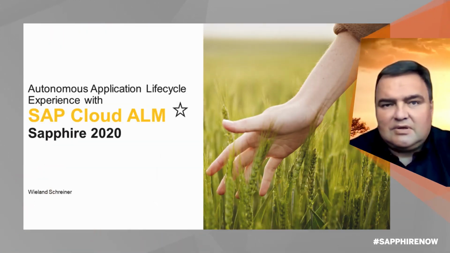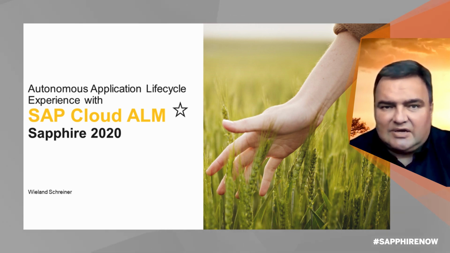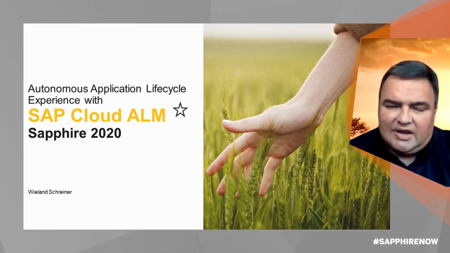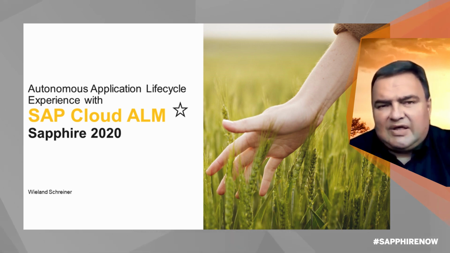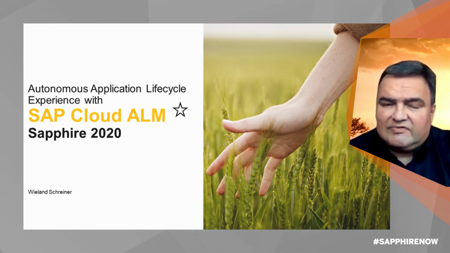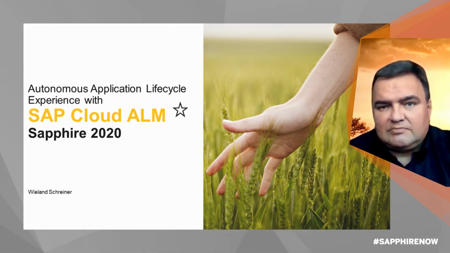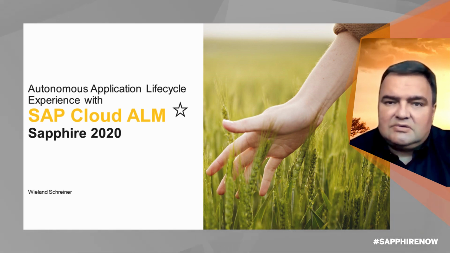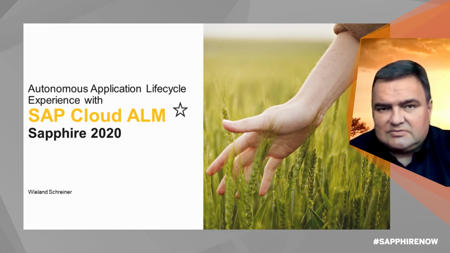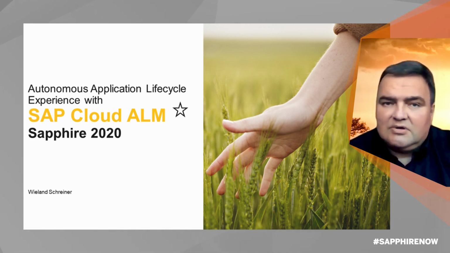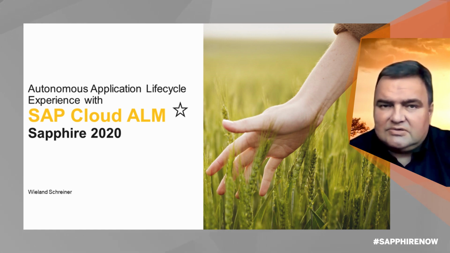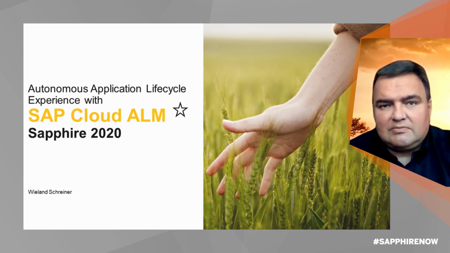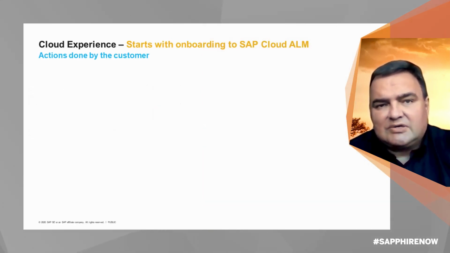Welcome to this session about SAP Cloud ALM, our autonomous application lifecycle experience, which we now offer in the cloud. Why do we build application lifecycle management in the cloud? Or to be more precise, what can we do differently when we build it now? The cloud is, first, a lot about experience, so clearly we can change the experience. But we can also build an autonomous experience, and we'll get to that as well. But first, let's focus on experience.